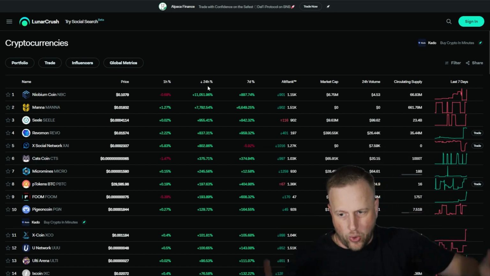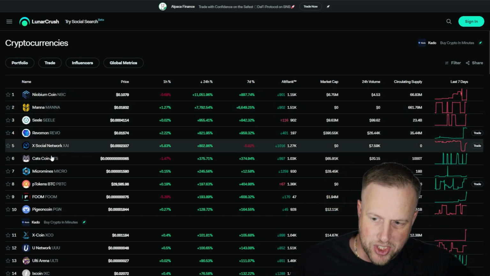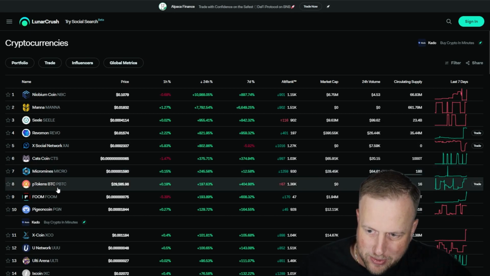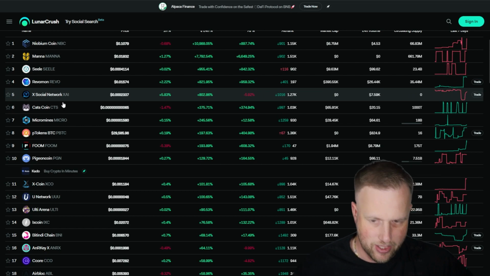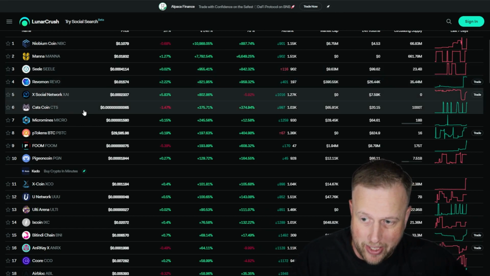Now, this has all the coins, right? Coins that I'm not even going to touch, like Cats coins, micromines, peak. Some of this I don't even know. At the end of the day, it doesn't matter what it is. I don't care what any of these coins are. From Ethereum on down, I don't care. I'm here to make money.